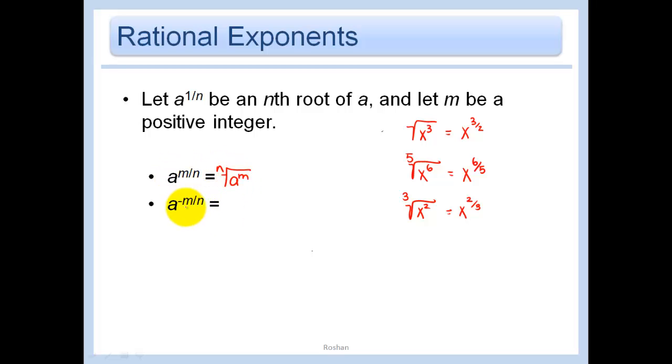And then here we have a negative exponent, so immediately let's just make that into a positive exponent by flipping it. So we have a to the m over n in the bottom now. And so this is just 1 over the nth root of a to the m. Of course, in this one, a cannot be equal to 0, otherwise we would be dividing by 0, which we never do in math class.